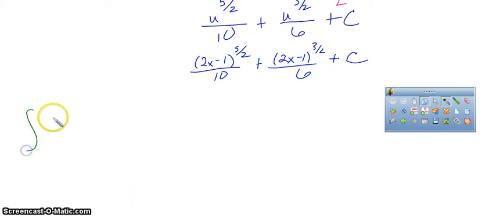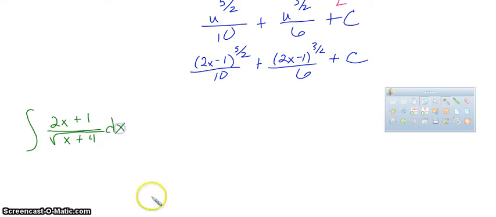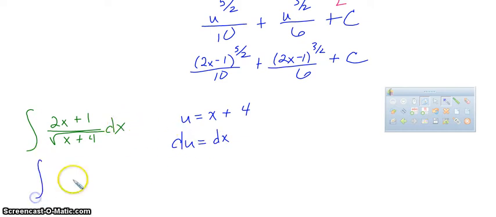Let's integrate, this time, 2x plus 1 over the square root of x plus 4 dx. So u is going to be the stuff in the square root. So u is x plus 4. The derivative of u then would be 1 times dx when I move the dx over. So that works out nicely. So right now, I know I can put in the square root of u down here, but I don't have anything for this piece right here.